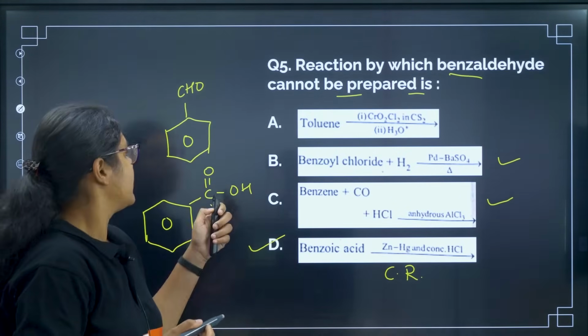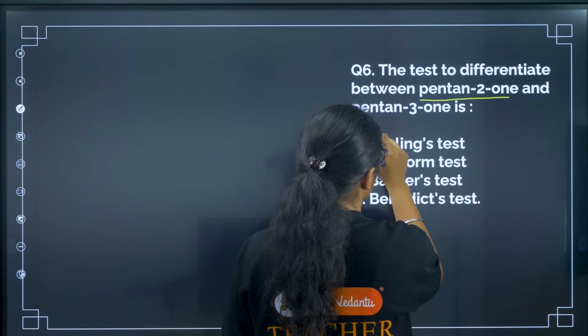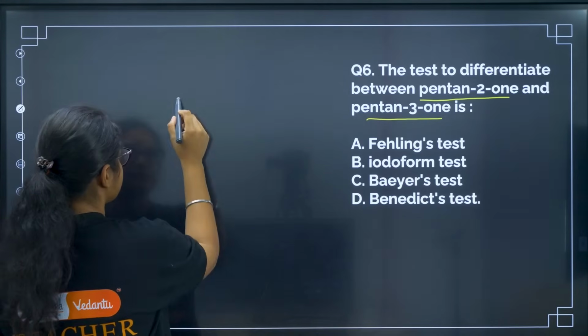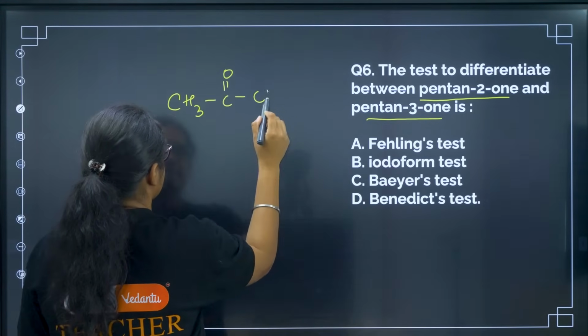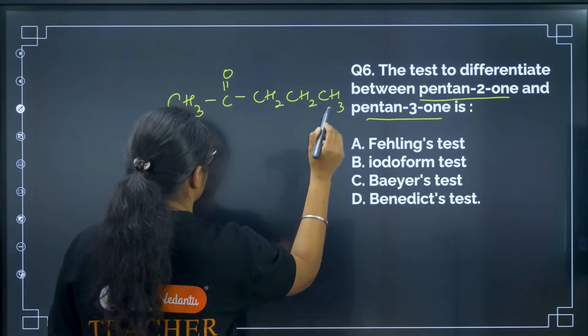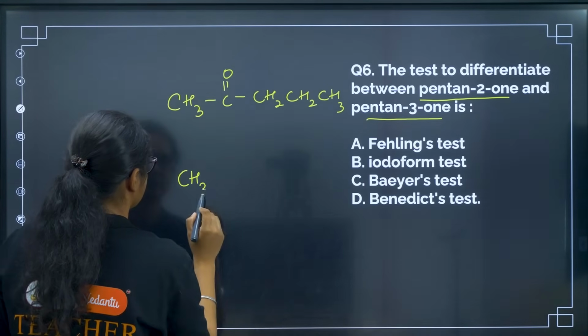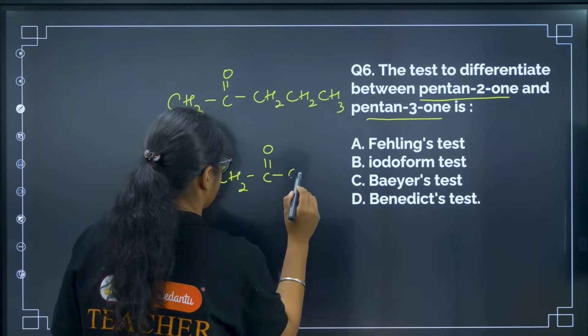Okay. Next one. The test to differentiate between pentan-2-one and pentan-3-one. So first we have to write the structure. So this is pentan-2-one, CH3, and then we have pentan-3-one.